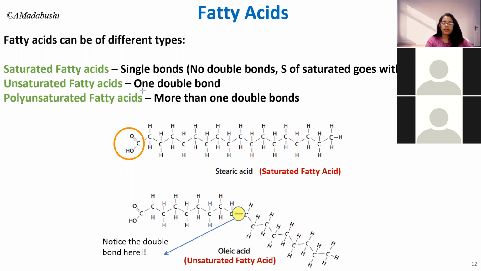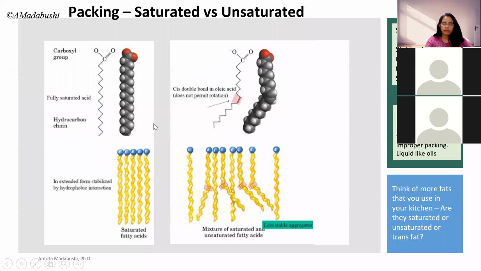Unsaturated fatty acids can have one double bond. Polyunsaturated can have many double bonds. So this has no double bond, which is the saturated. Unsaturated can have one, and polyunsaturated can have many. So why is this fun? You will see very soon. There are so many examples that you can find in your own kitchen that I really like about it.